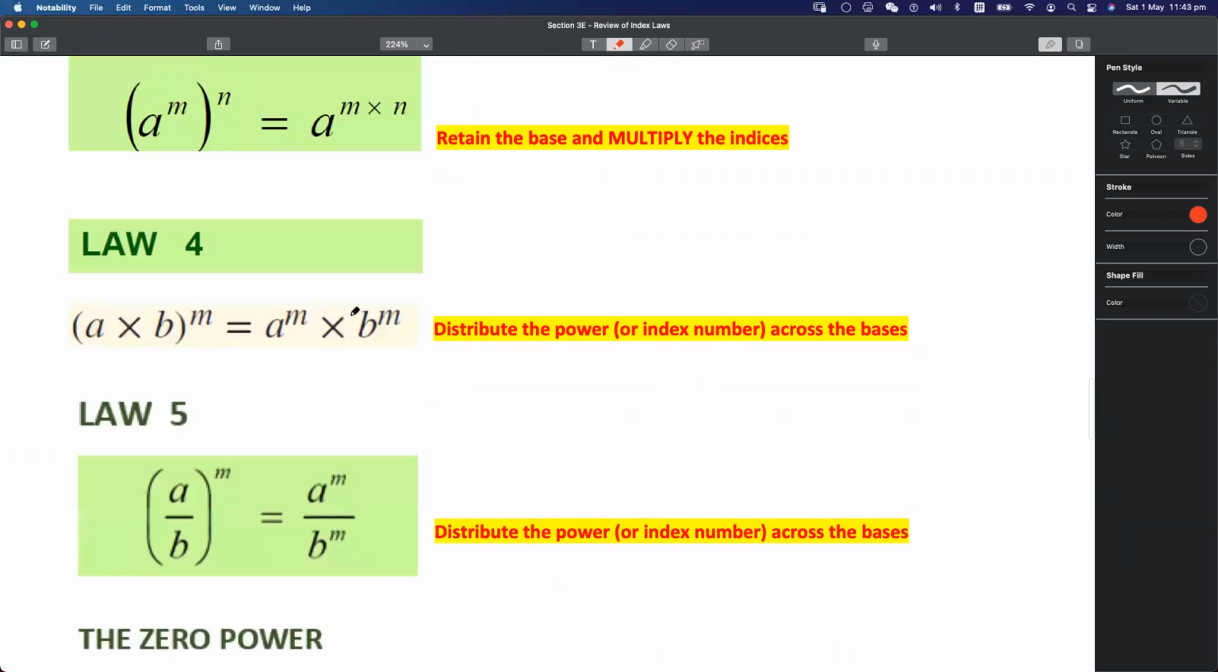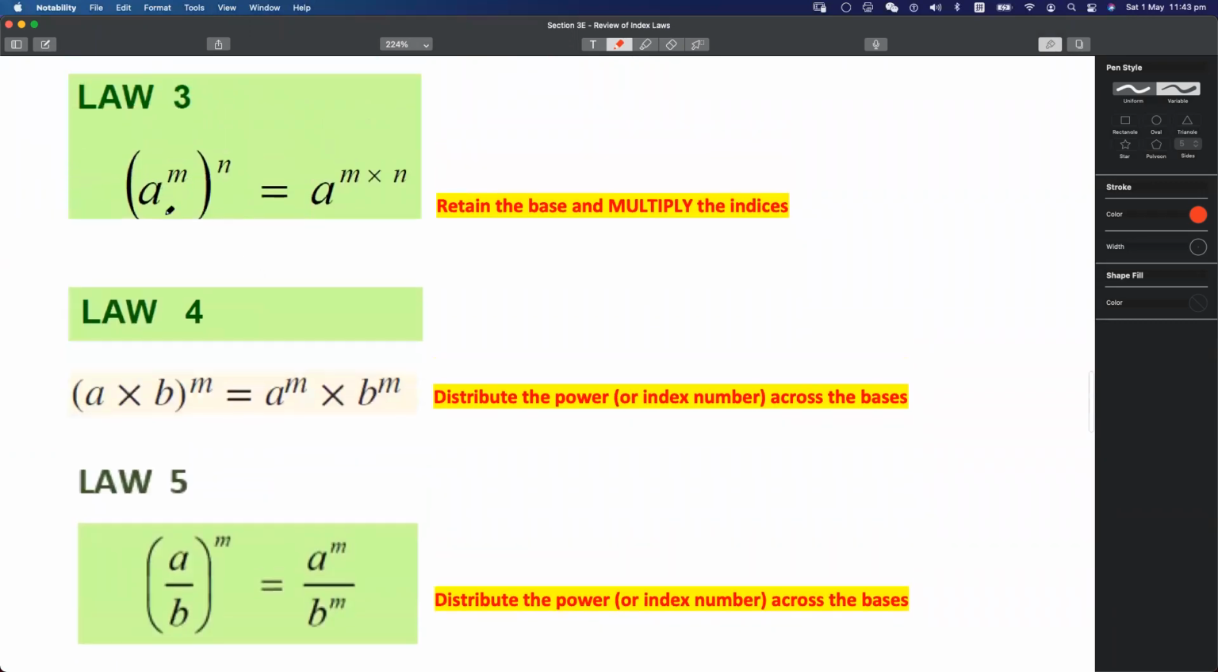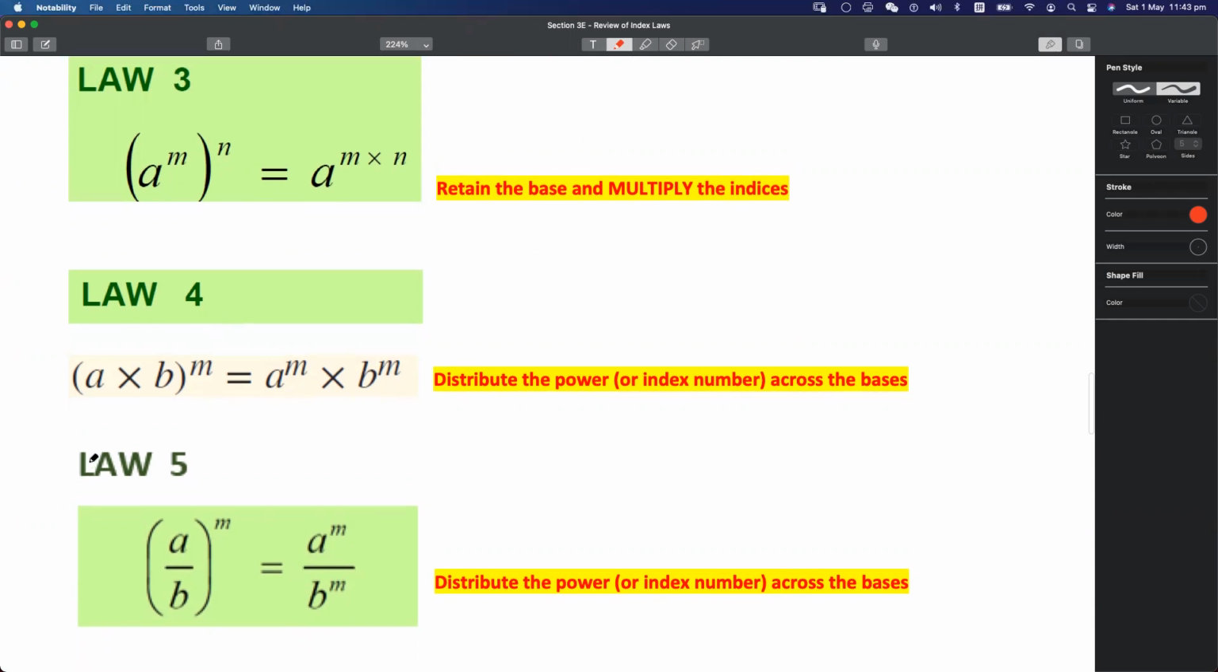Okay, law 3: bracket a to the power of m, to the power of n, is equal to a to the power of m times n. So retain the base and then multiply the indices. And law 4: bracket a times b to the power of n gives you a to the power of n times b to the power of n. Distribute the power or index number across the bases.